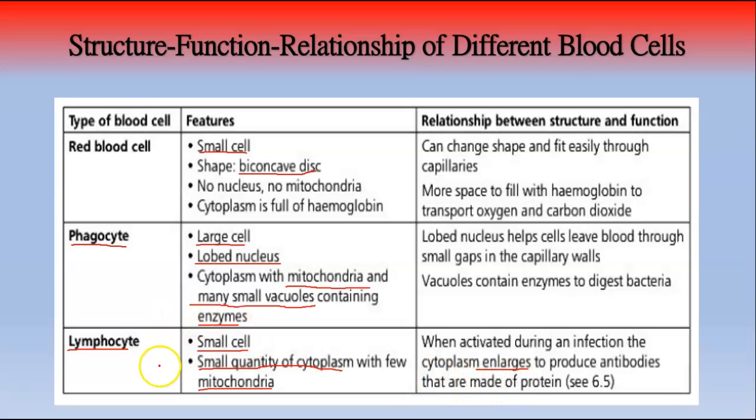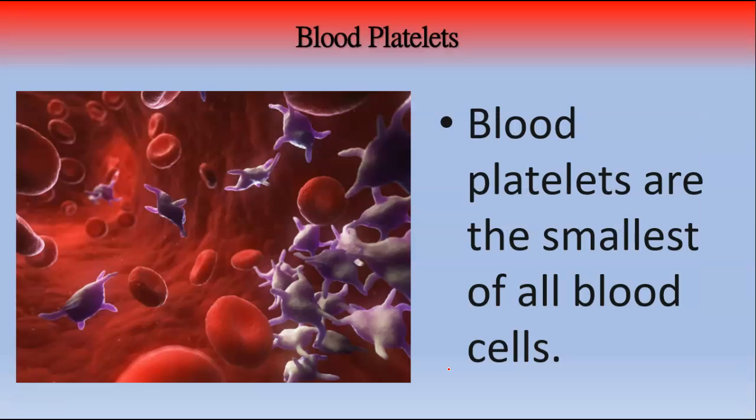Okay, that's why your lymph nodes get swollen during an infection. It's because the cytoplasm of your lymphocytes gets larger, so you'll be able to produce more antibodies to fight against the infection. So that is why your lymph nodes get larger during an infection, because your lymph nodes are concentrated with lymphocytes. Okay, good. The next blood cells we will look at are blood platelets.